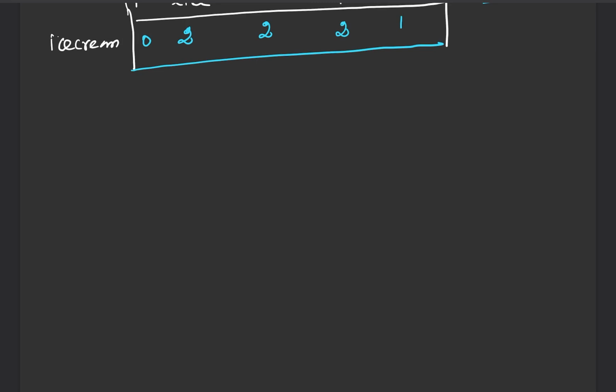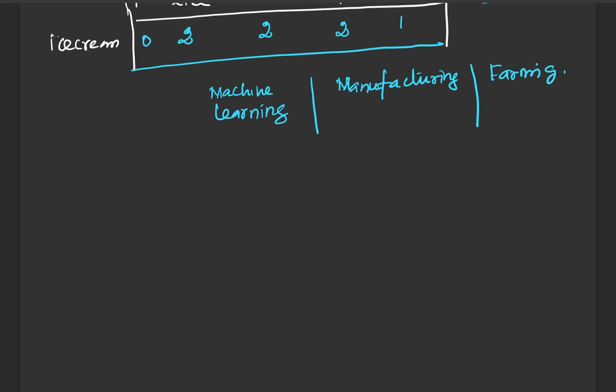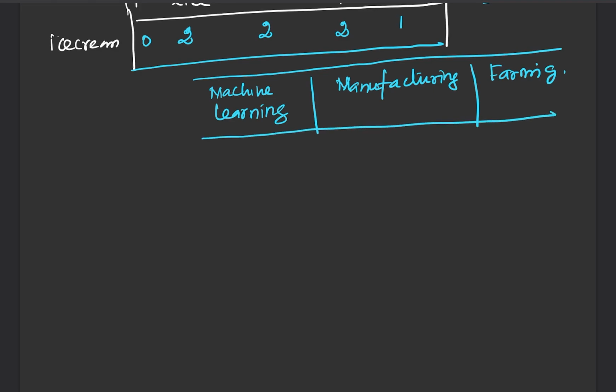First document is about machine learning. And second document is about manufacturing. And third document is farming. So, here what we are going to do is see what the relationship is between these three documents and how close these three documents are. So, let us assume that we are just looking at two words, robot and data.